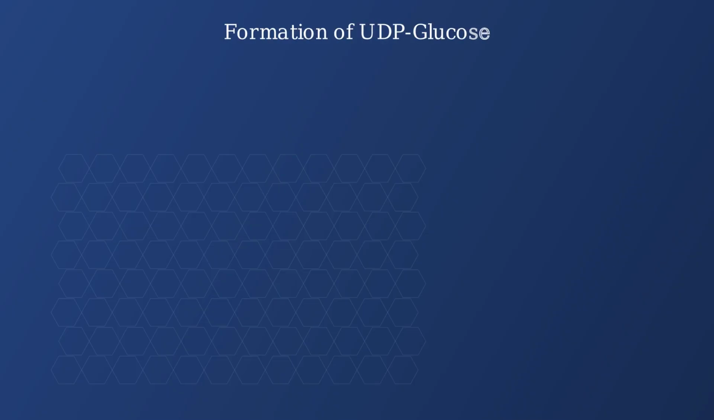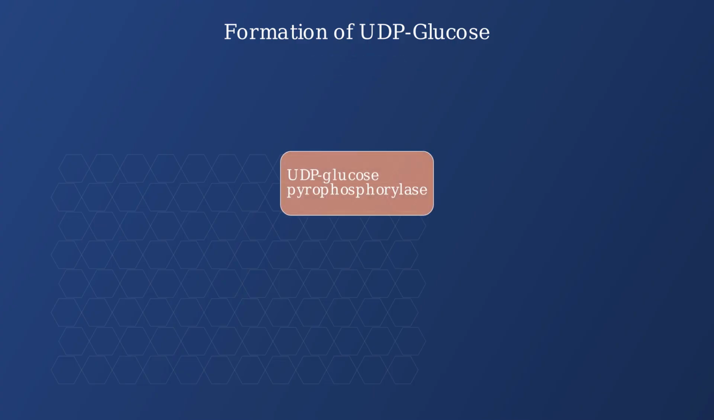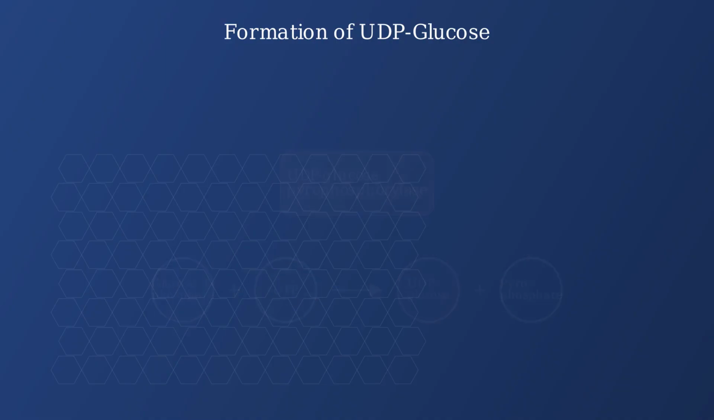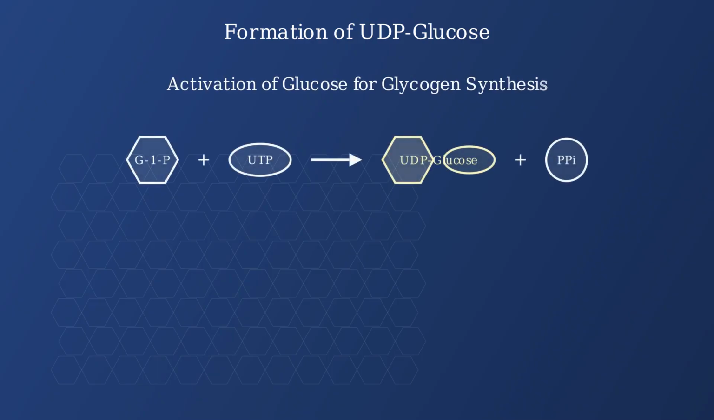Formation of UDP glucose is a critical step in glycogenesis. The enzyme UDP glucose pyrophosphorylase catalyzes this reaction. In this reaction, glucose 1-phosphate combines with UTP, or uridine triphosphate. The enzyme catalyzes the formation of UDP glucose and pyrophosphate. This reaction activates glucose by attaching it to UDP, creating UDP glucose.